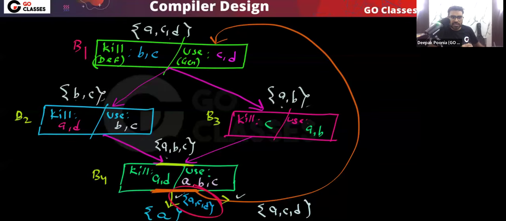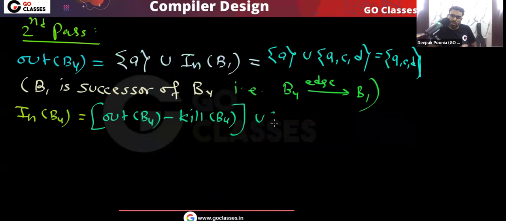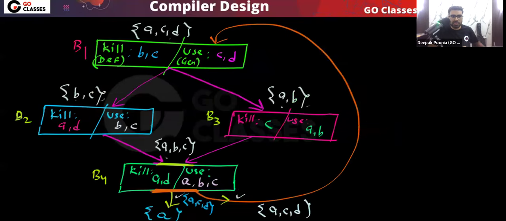Okay, so tell me what that will be. Out of B4, that is ACD. From this you kill AD. AD will be killed. Only C is remaining. Then you generate ABC. So finally you will get ABC. Yes, that is correct. Yes or no? This ABC we will get. Let me just write the formula one time. You can see the in of B4 will be equal to out of B4 minus kill of B4 union gen of B4, and simply it becomes ABC. Okay, yes or no? ABC.